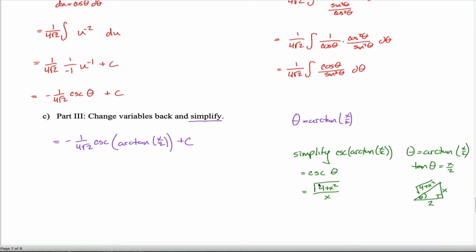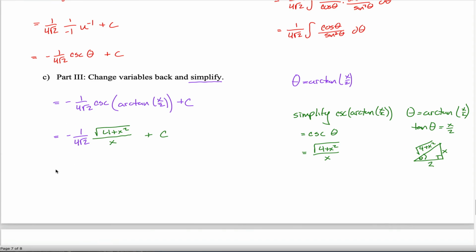But using the simplified version of this expression, I can rewrite this answer over here in a prettier form. My final answer would be negative 1 over 4 root 2 times, instead of the cosecant of the arctangent of x over 2, the square root of 4 plus x squared over x. And then if you remember, plus c. This looks a little bit weird. I can't help myself, so I'm going to clean this up a little bit. I'm going to make it the negative of 4 plus x squared divided by 4 root 2 times x plus c, but that's just for aesthetic purposes. What's written here is identical to what's written over here. Either one could be your final answer.